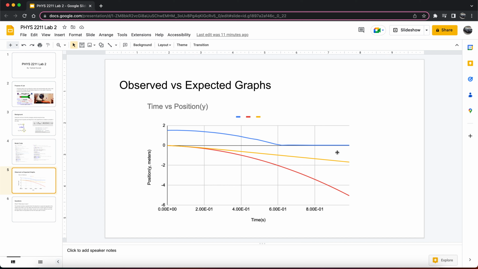Alright, next we're looking at the graphs of observed versus expected. The blue is the observed, the one I got from the tracker. The yellow is the expected with drag force, and red is the expected without drag force. As you can see, the blue and yellow are very similar. The blue starts at 1.4 and the yellow starts at 0, but the lines themselves behave in a similar motion. The red is different because it doesn't account for the drag force, so it reaches a faster velocity, and it moves more, it has a higher position.